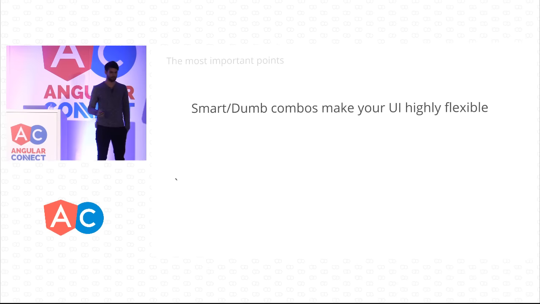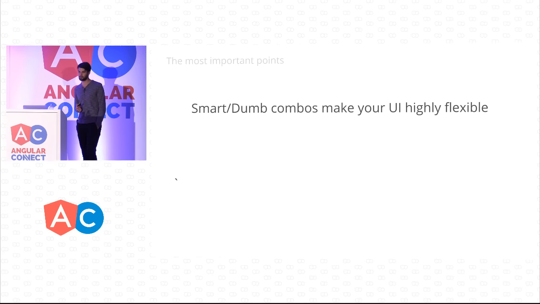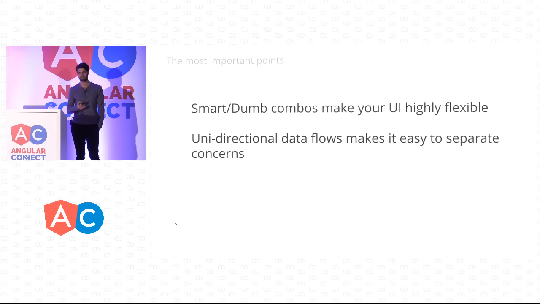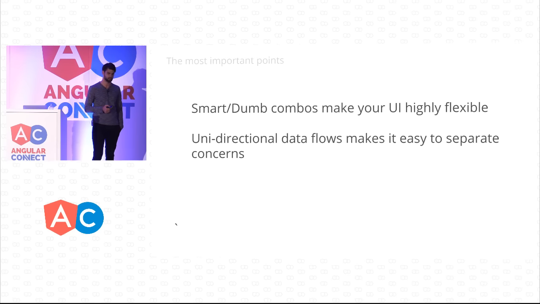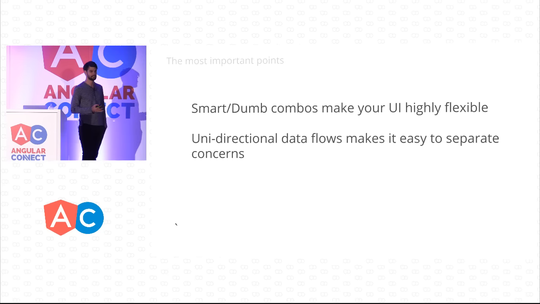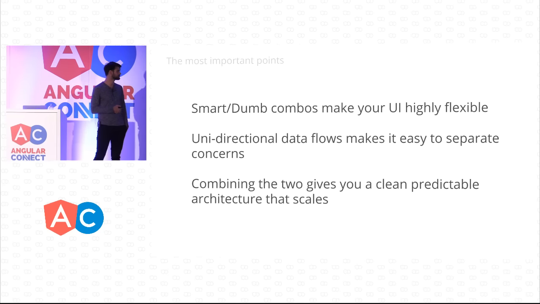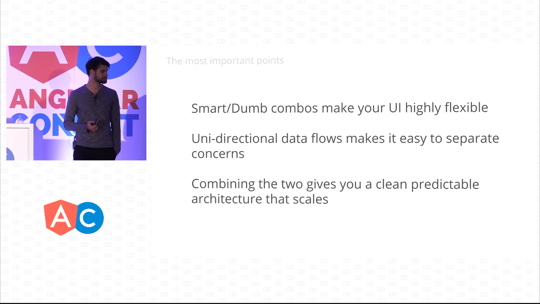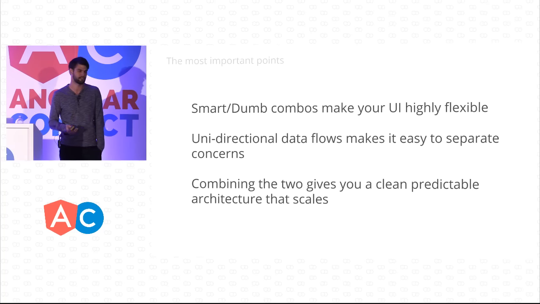If you want to forget anything about this talk, there are a couple of things I want you to remember. So the combo of smart and dumb components is very, very useful because they make your UI highly flexible. When you add a unidirectional data flow, you get in a spot where it's very easy to separate concerns. So Brad, in the keynote, mentioned yesterday unidirectional data flows, mostly in the sense of performance. It's not about performance only. It's really about designing and architecting your application. Because when you combine these two approaches with each other, you reach a very clean and predictable architecture that actually scales, no matter whether it's team growth or really technological change you have to face over the years.